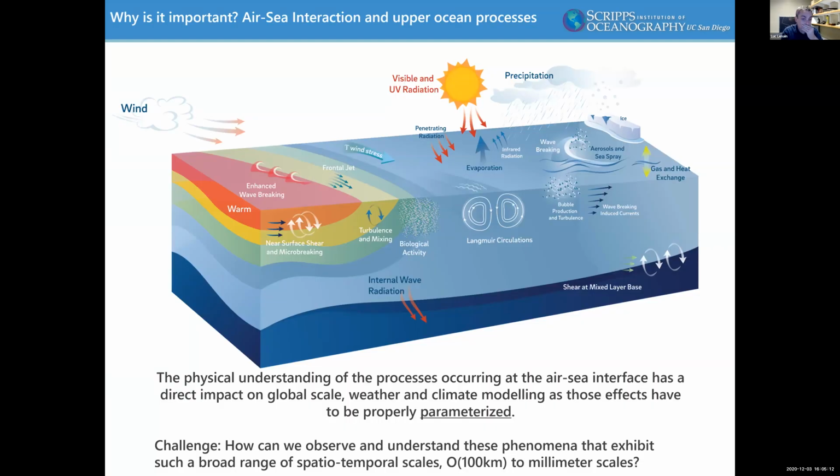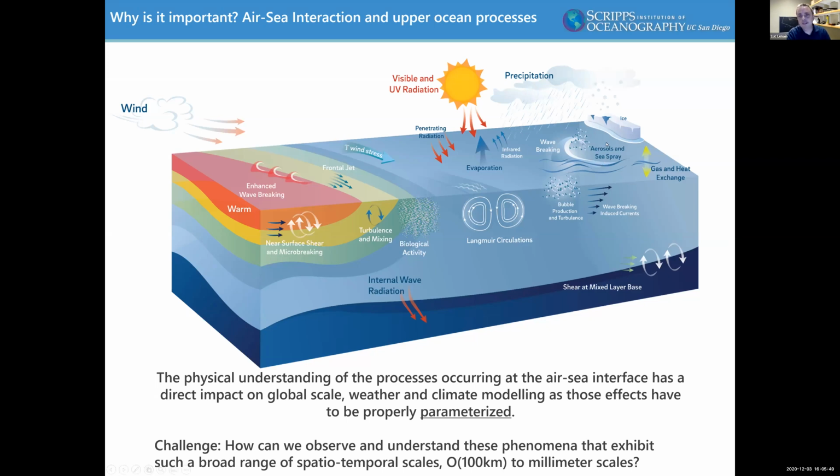Why do we care about this? The physical understanding of the processes occurring at the air-sea interface has a direct impact on global scale weather and climate modeling, and that's why we need to parameterize those. And those processes are shown here as a schematic. There's a lot of things happening when the ocean and the atmosphere interact. What I want you to really grasp from this sketch is a broad range of scales that you have to be able to observe if you want to further your understanding of those processes.